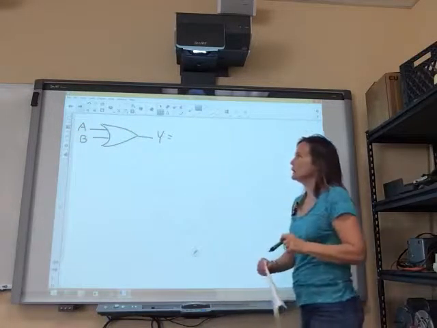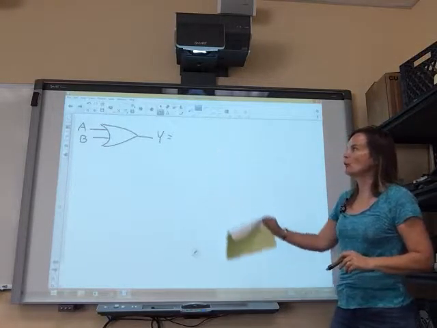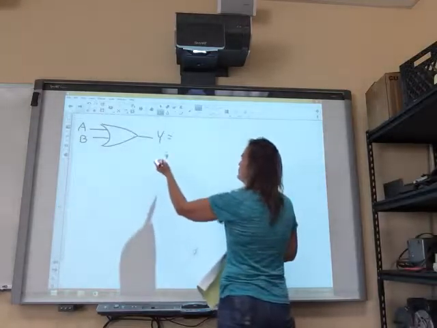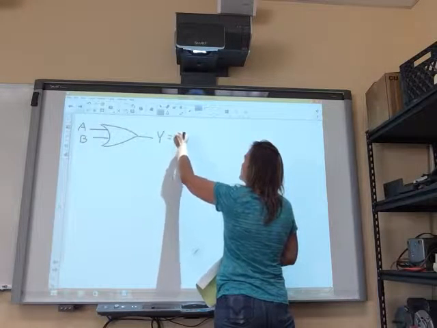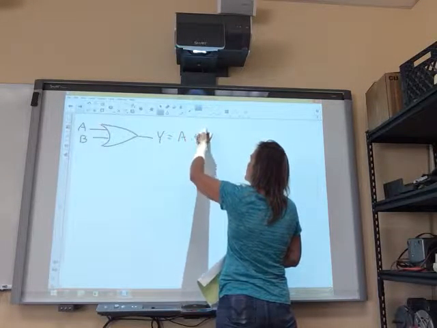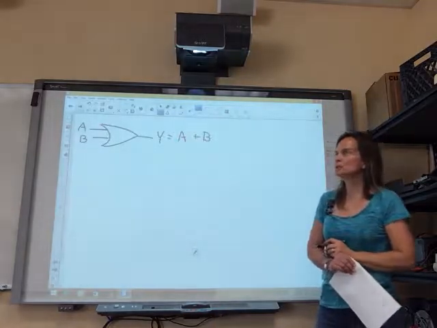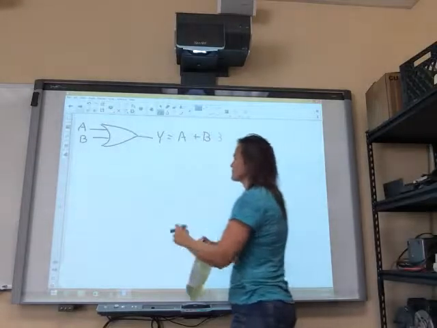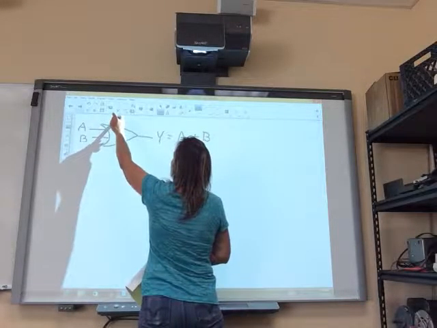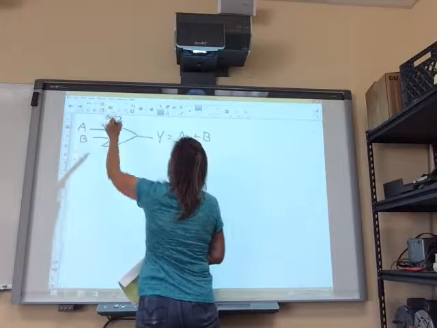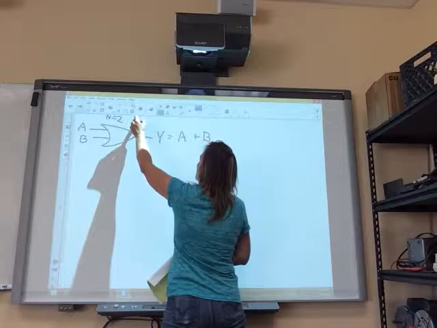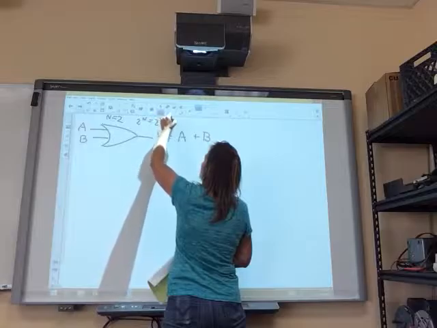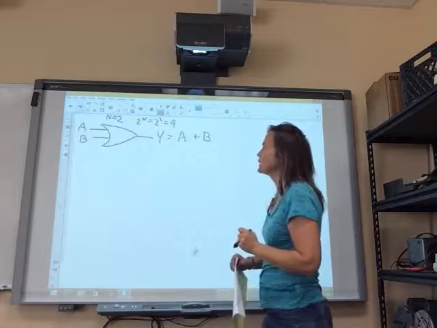We're going to say that the product, or the output of this OR gate, is the result of A or B. You'll notice that I've used a plus sign, but I've said OR. There are 2 inputs, n equals 2, and so there are 2 to the n outputs. That would be 2 to the 2, that would be 4 possibilities of outputs here.